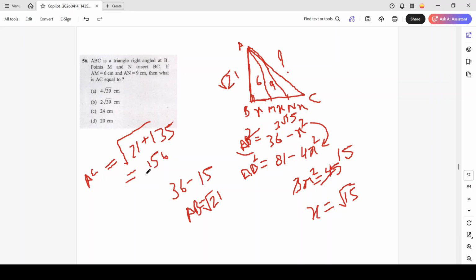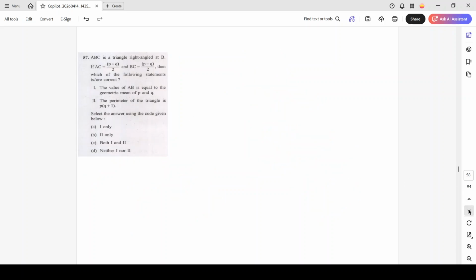Okay, so if we factorize it, we get 4 into 39 inside the square root. So here we see that 39 is not a perfect square, but 4 is a perfect square. That means we got the value AC is equal to 2 root 39. So our answer will be B, 2 root 39. Now moving on to the next question, 57.